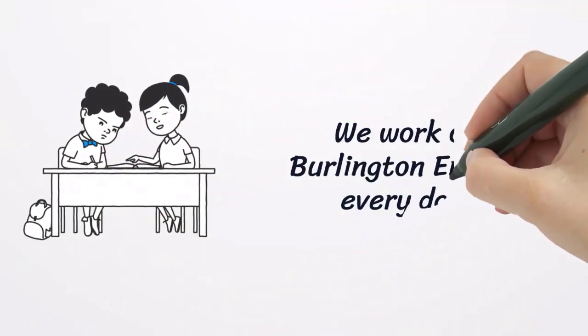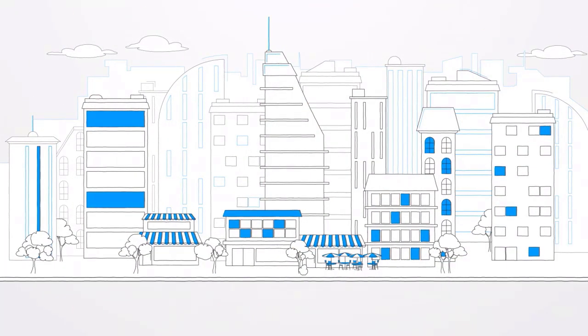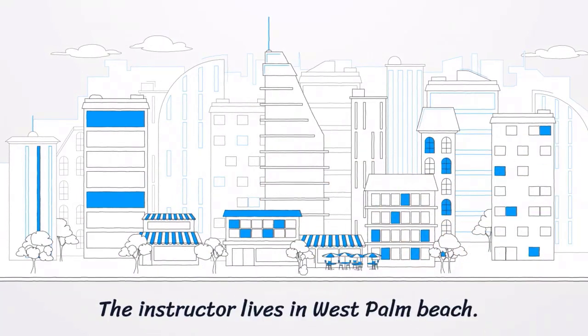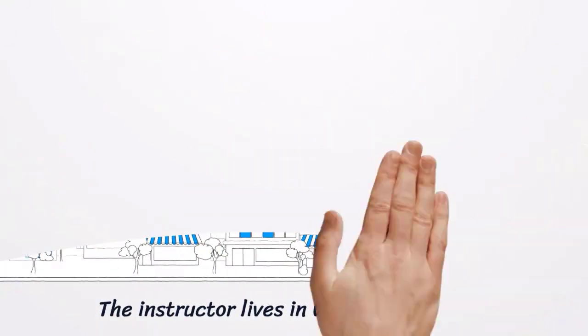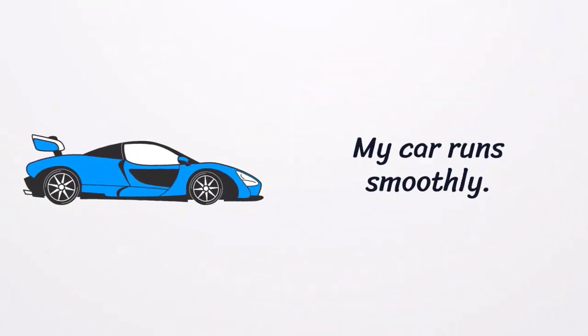Here are some examples. We work on Burlington English every day. The instructor lives in West Palm Beach. My car runs smoothly.